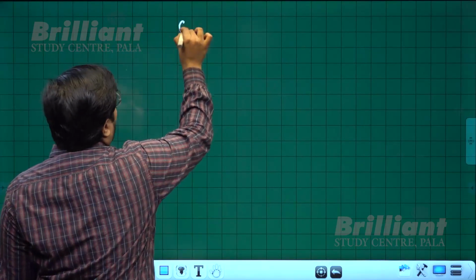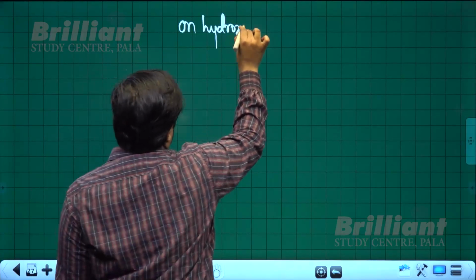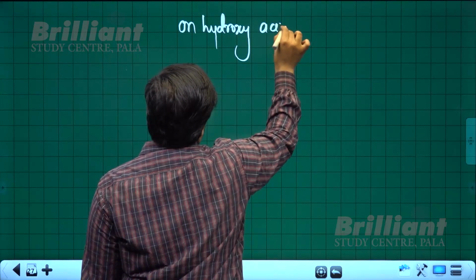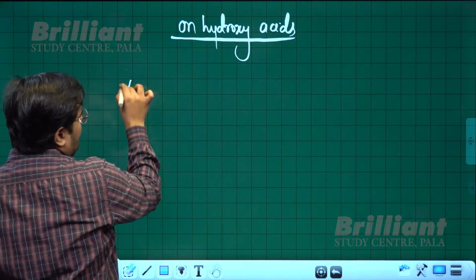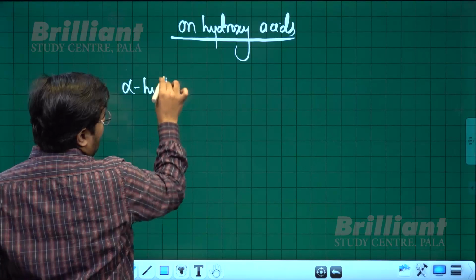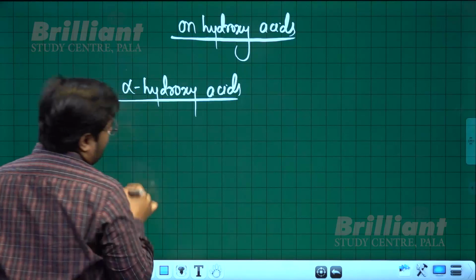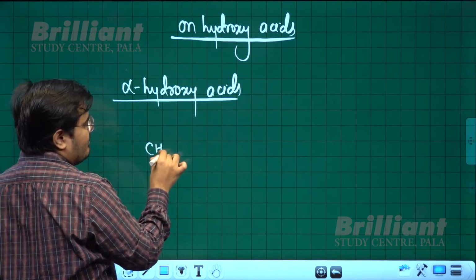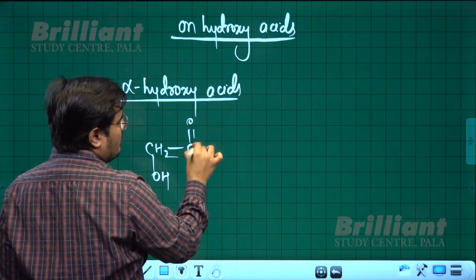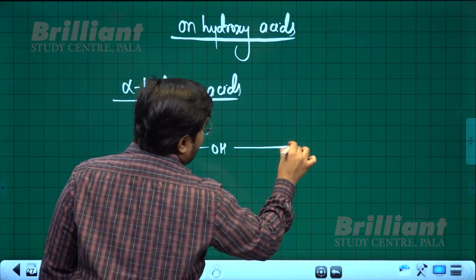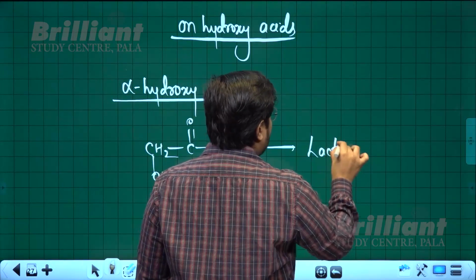Next will be hydroxy acids. Now hydroxy acids are of many types. The first one, let's say, is alpha hydroxy acids. In case of alpha hydroxy acids, let's say I have CH2OH-C=O-OH. Alpha hydroxy acids on heating form lactides.